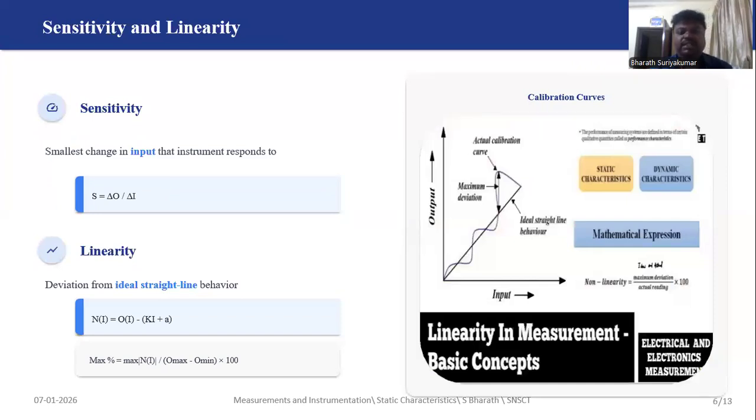Sensitivity. The smallest change in the input that the instrument responds to is called the sensitivity. How sensitive the element is for your system. Linearity. Deviation from the ideal straight-line behavior is the linearity. You could see the various linear behaviors of the system in the calibration curve.